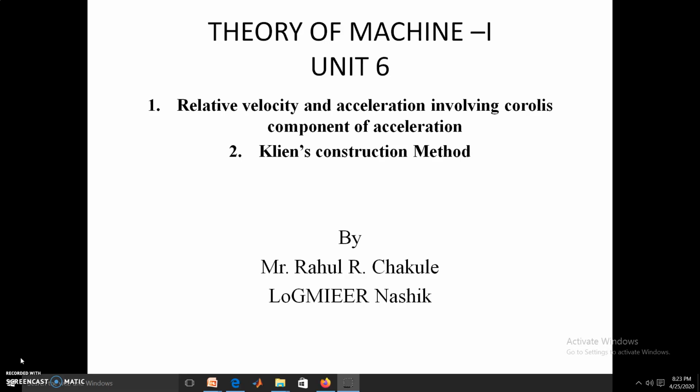Now in these presentations we are looking at the second problem based on Kliens construction method. So already you know this Kliens construction method comes in unit number 6. Unit number 6 has two methods. First, relative velocity and acceleration involving the Coriolis component, and second, the graphical method, which is the Kliens construction. Already we have discussed the Kliens construction method in problem 1.